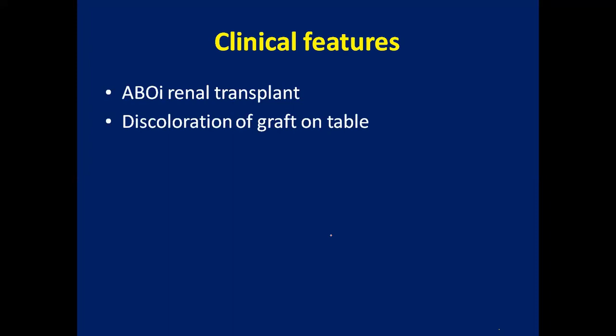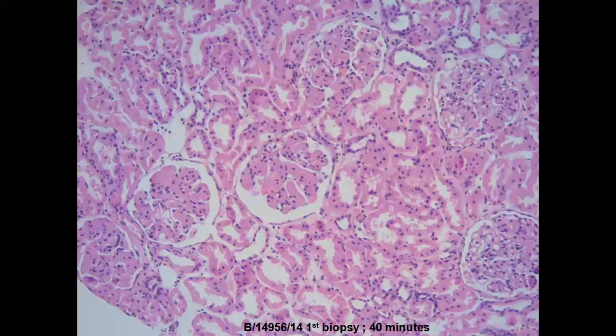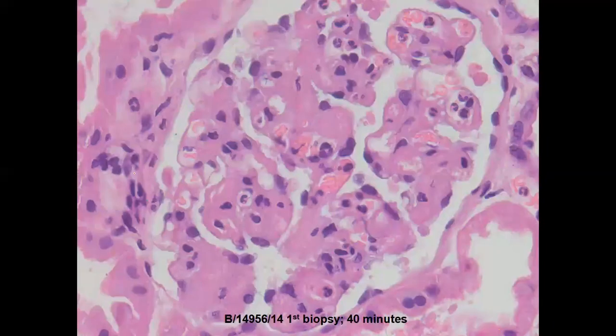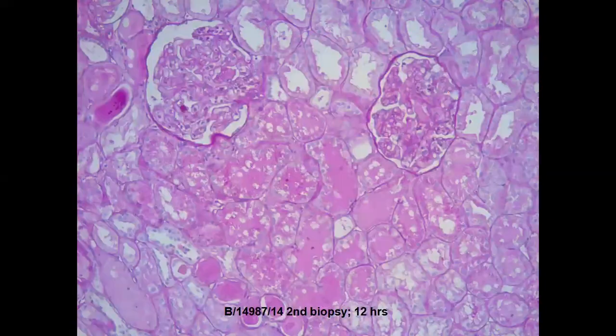So this is the last case. Just to highlight, the ABO incompatible transplant is different from a conventional transplant. This is an ABO incompatible renal transplant, with discoloration of the graft on the table, and 40 minutes after the graft was placed, a biopsy was done, and it shows thrombi within the glomerular capillary loops. Not all the glomeruli were affected, but there were a few glomeruli which were affected. There was presence of thrombi. This is a high magnification to highlight the presence of thrombi, as well as evidence of neutrophilic glomerulitis.